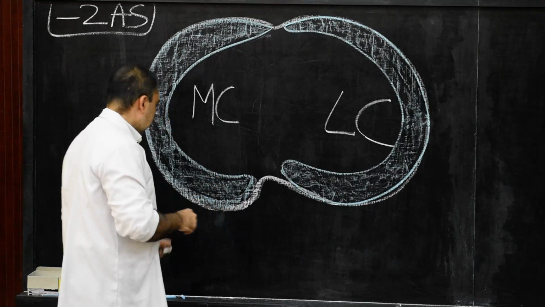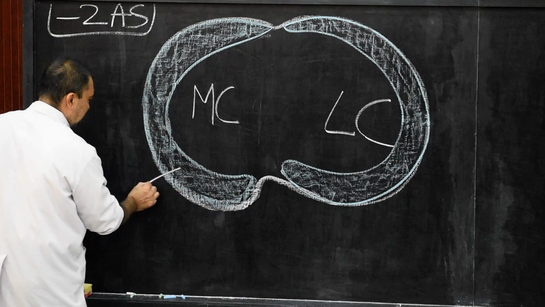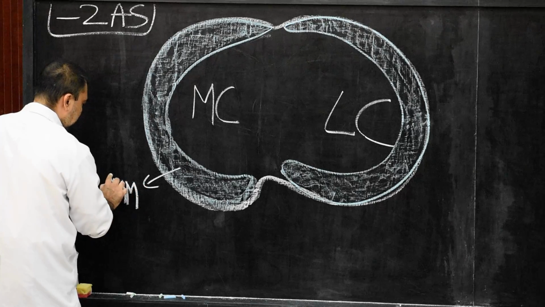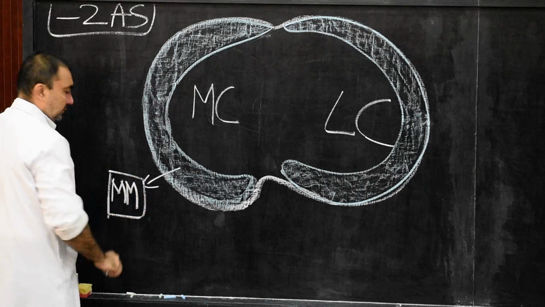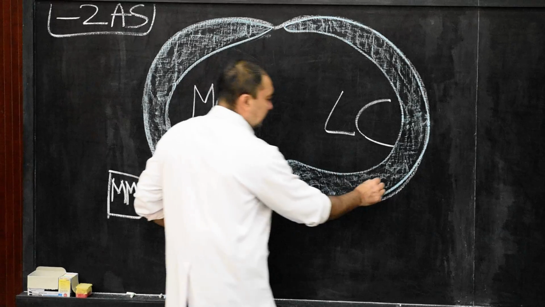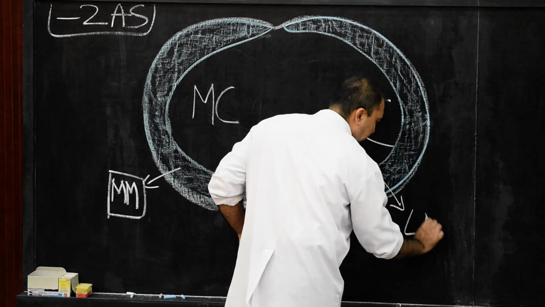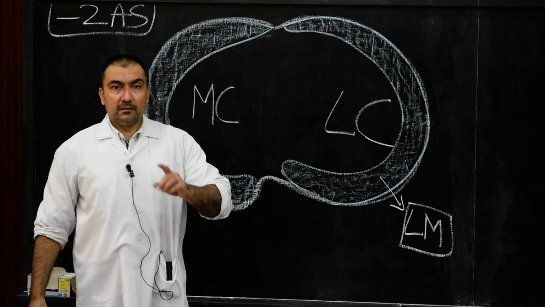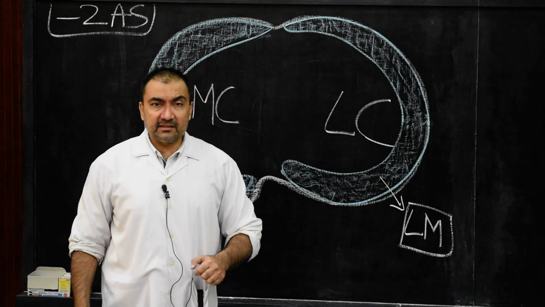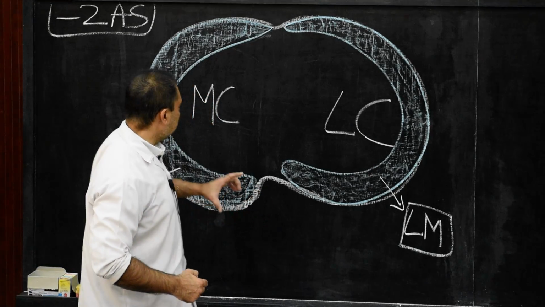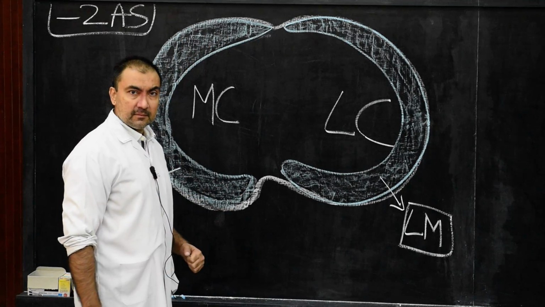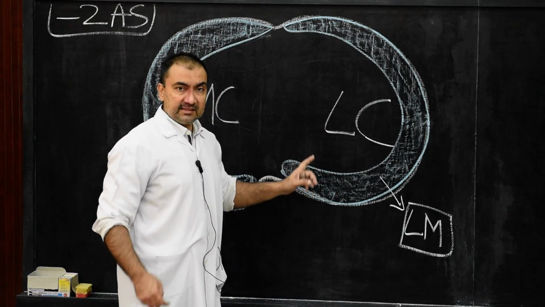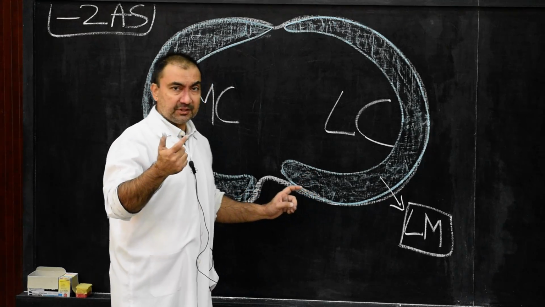Second point, now, after marking these menisci, please mark here, this will be the medial meniscus, and this one will be the lateral meniscus. The shape of the medial meniscus is ovoid in shape, and the shape of the lateral meniscus is circular. This can be asked as a one mark question answer or an MCQ.